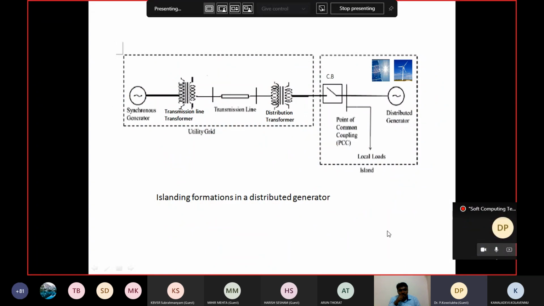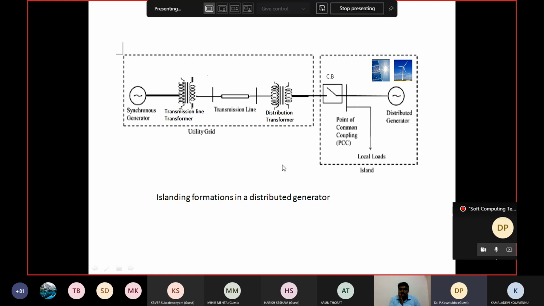This system is the best example of islanding formation in distributed generation. Here, wind energy is used as a renewable energy based distributed generator. Here, a synchronous generator, transmission line, and distribution transformer are all present. Together this is the utility grid. It is connected to the distributed generator by means of a point of common coupling.